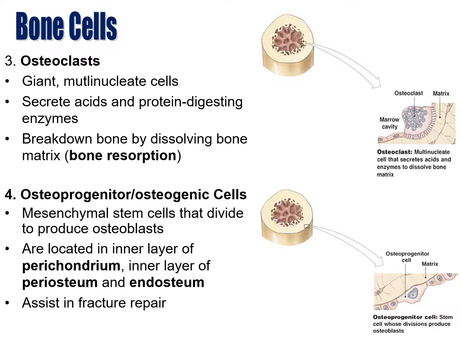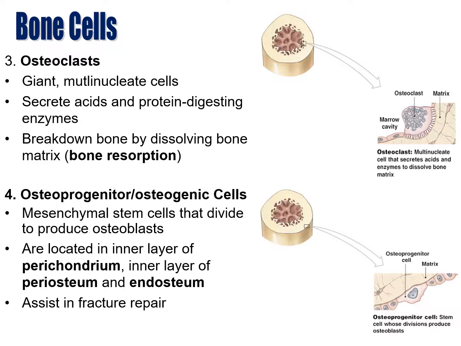Osteoclasts are the giant bone breakers. They break bones or dissolve bone by the process known as bone resorption, by secreting acids and very strong protein digesting enzymes.